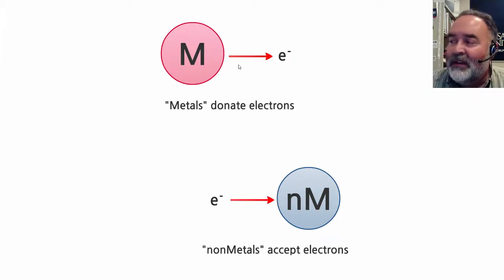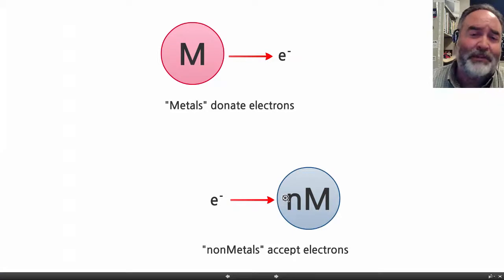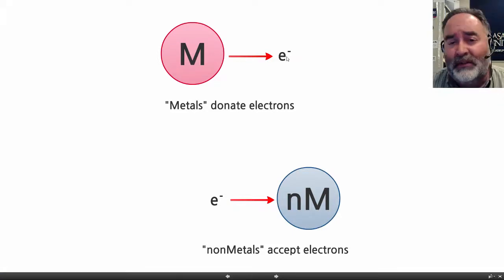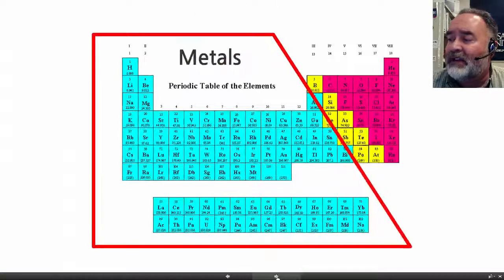Oh, by the way, if you don't donate an electron, but you tend to accept an electron or gain an electron, that's the opposite, we call them nonmetals. I wasn't there when they named them, so we have to live with it. Metals donate, nonmetals accept. That's all there is. There's two types. There's metals donate, there's nonmetals accept. So let's take a tour.